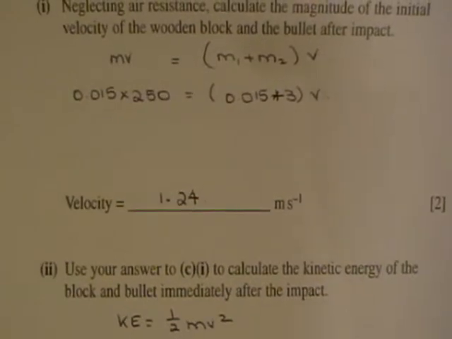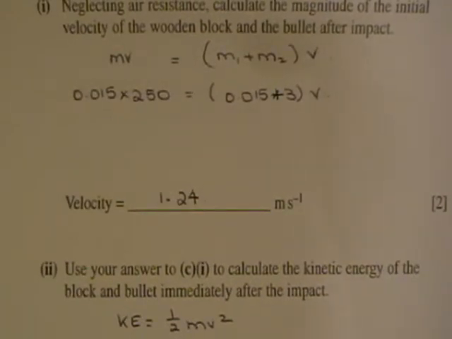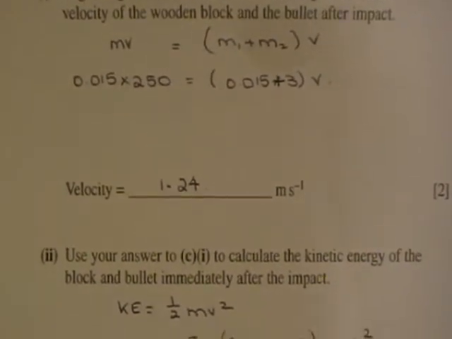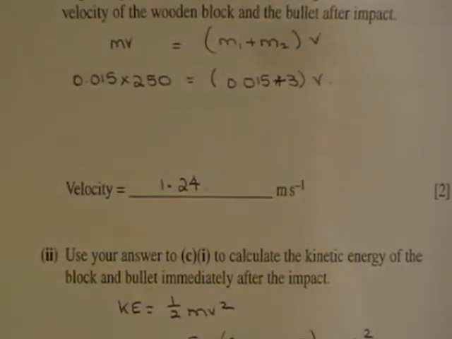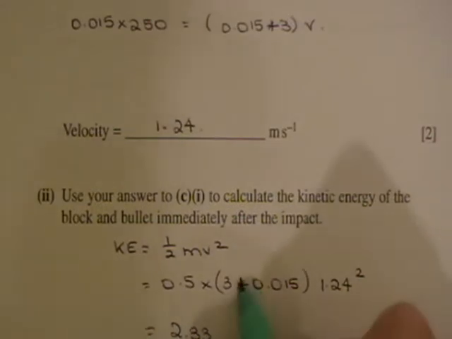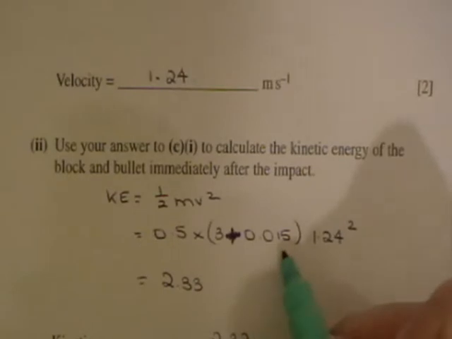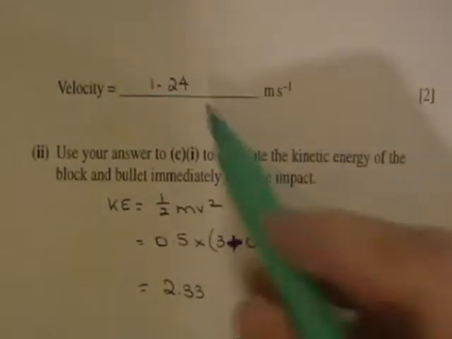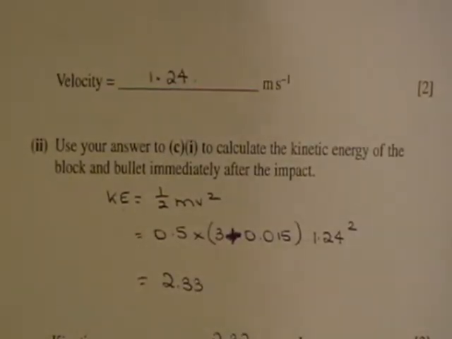Part 2. Use your answer in C1 to calculate the kinetic energy of the block and the bullet immediately after the impact. So K is equal to half mv squared, and that's a half times m again is 3 plus 0.015 because it's the mass of the block and the bullet, multiplied by their new velocity, which we're taking our answer from up here, 1.24 squared. That gives you a total of 2.33 joules.